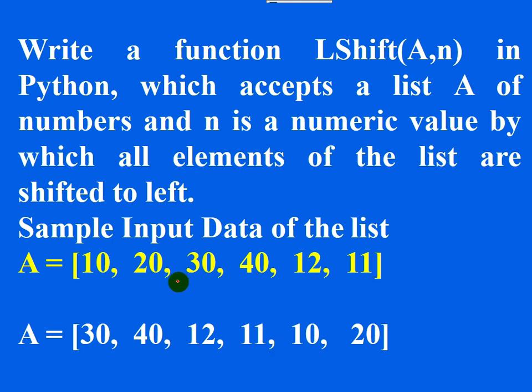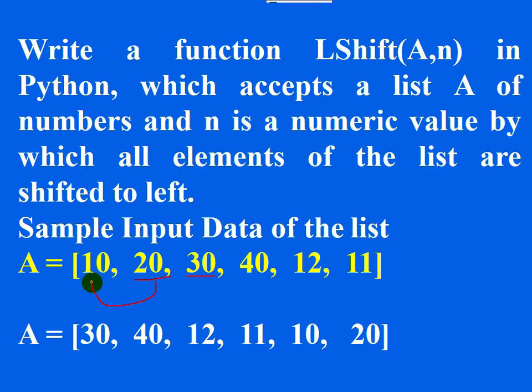Now in order to shift the elements by 2 positions to the left, the way to derive the code is you write the code for shifting the element by 1 position to the left. Now in order to make it 2 positions to the left, repeat the code 2 times. So if you want to shift the elements by n positions to the left, repeat the code n times.